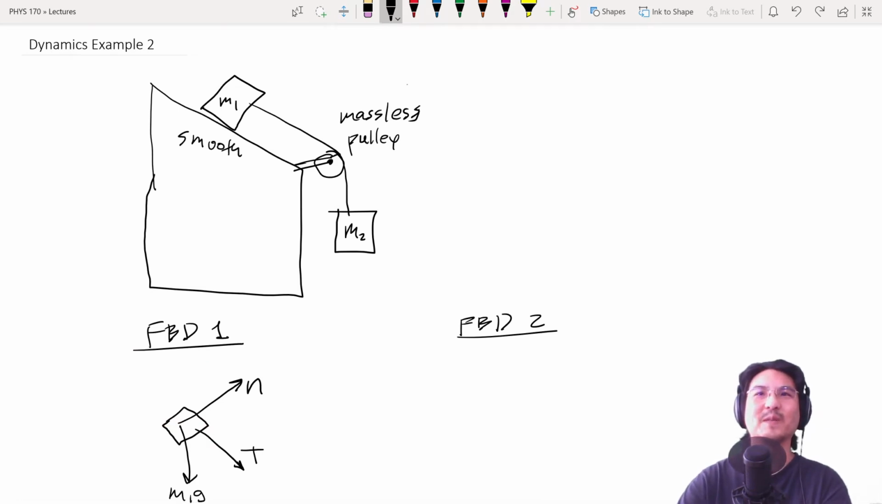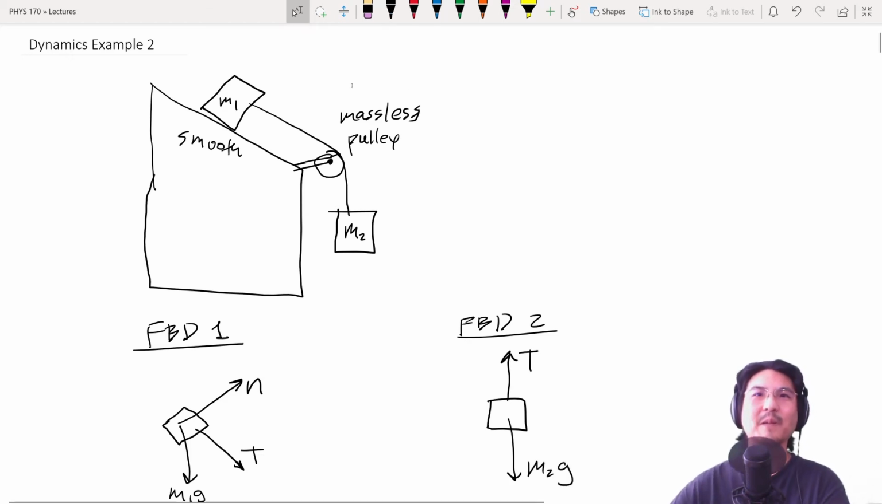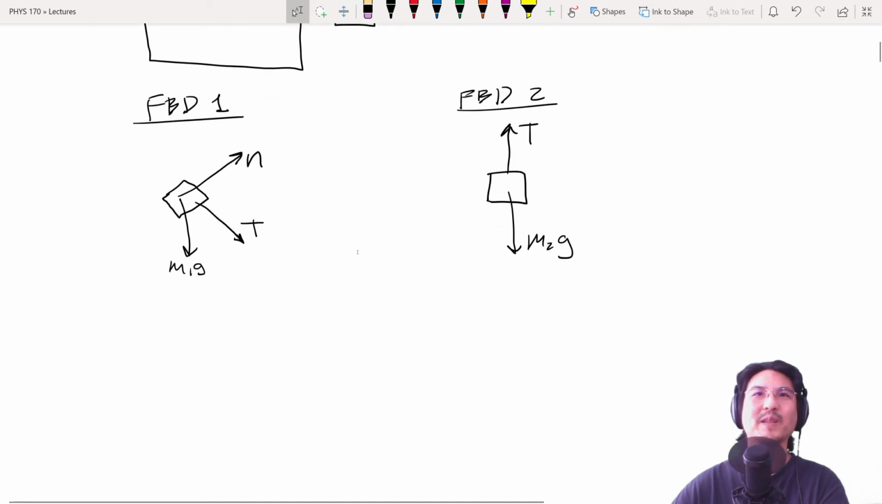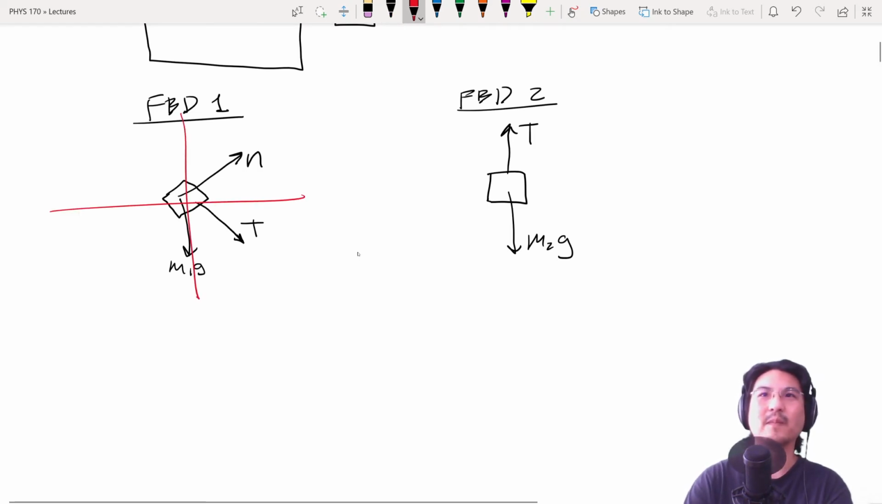Okay, let's finish the free body diagram for block 2. So here's block 2, free of its surroundings. There's the rope, tension, the block has weight, and there we go. We got both free body diagrams. Now let's pick coordinates. And you can pick them like this if you want. Totally fine, nothing wrong with that.